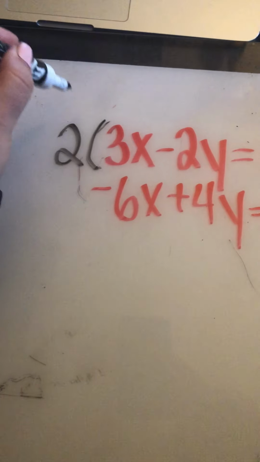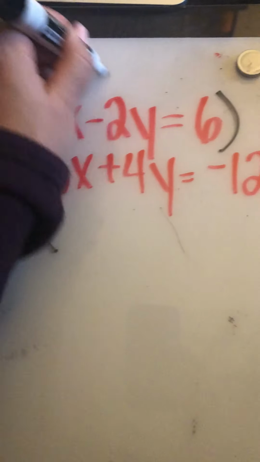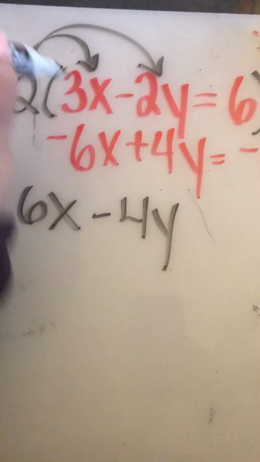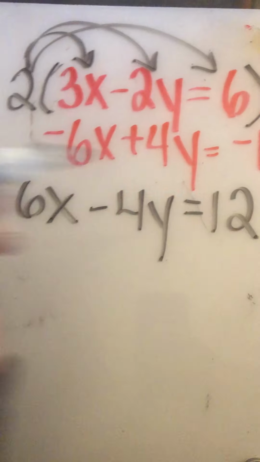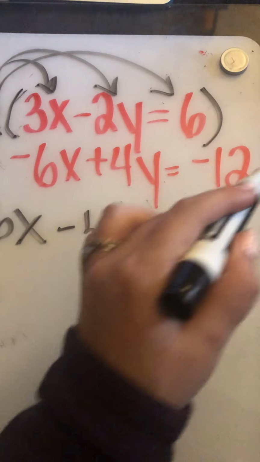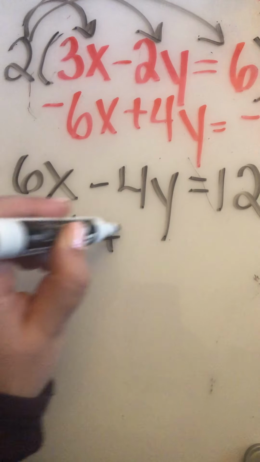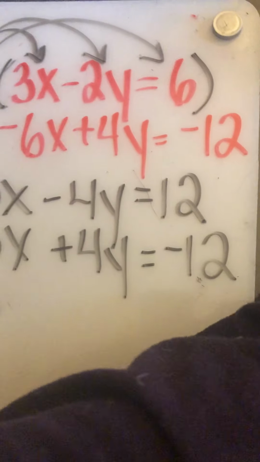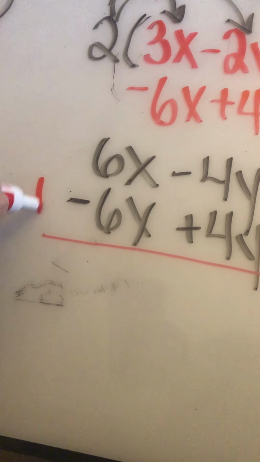Okay, so let's see. So 2 times positive 3x is 6x. 2 times negative 2y is negative 4y. And 2 times 6 is 12. Okay, I'm going to rewrite the second equation since I didn't do anything to it. Negative 6x plus 4y equals negative 12. And like I said before, I know we're going to add because my x's are opposites.